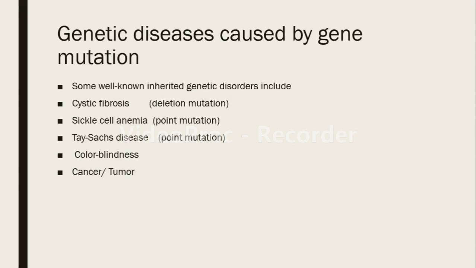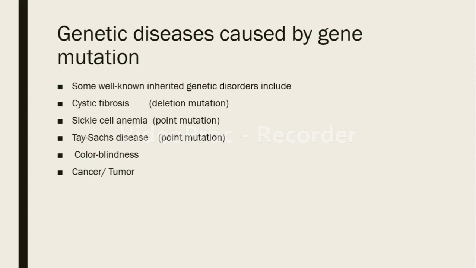The disease is caused by gene mutation. Sometimes mutation is beneficial, but sometimes mutation is harmful. For example, cystic fibrosis and sickle cell anemia. That is a point mutation, meaning a permanent change in the base of the DNA or the genes of the DNA. Deletion means whenever a single gene of the DNA or chromosome is lost. Whenever a single base pair is lost, this is known as deletion.